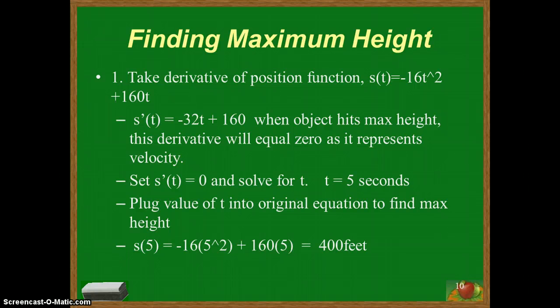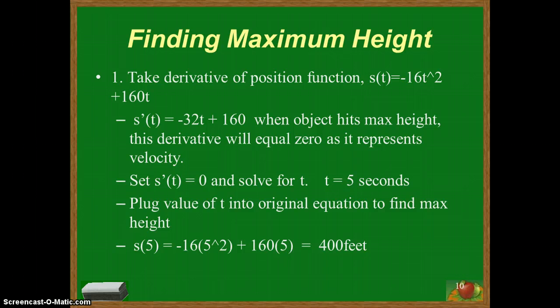An object, when you throw it up in the air, does actually stop for a minute in the vertical direction. So we would say its velocity at maximum height would be 0. So let's set the derivative, s prime of t, equal to 0 and solve for t. This yields a value of 5 seconds.